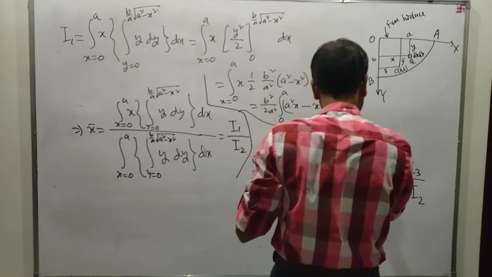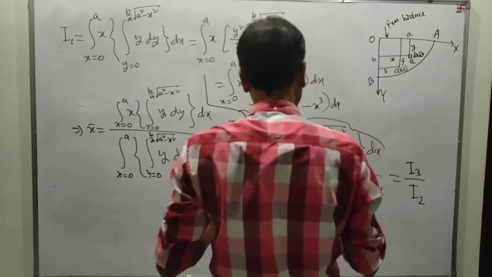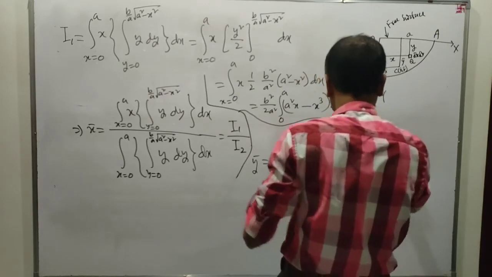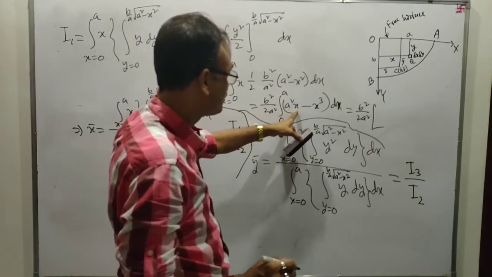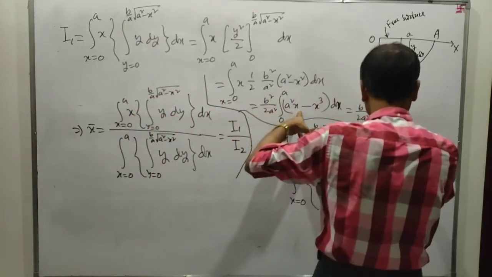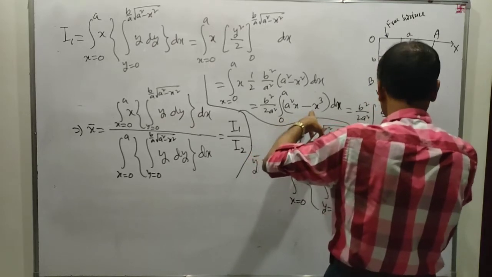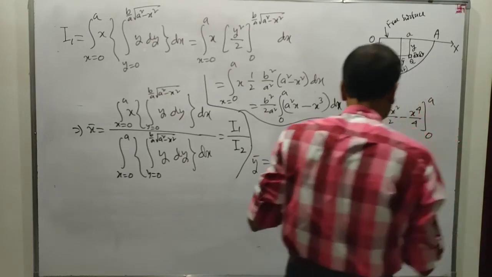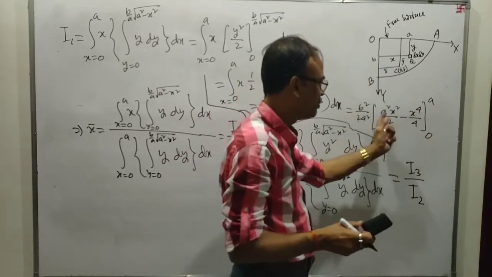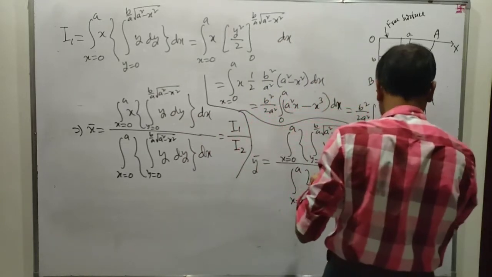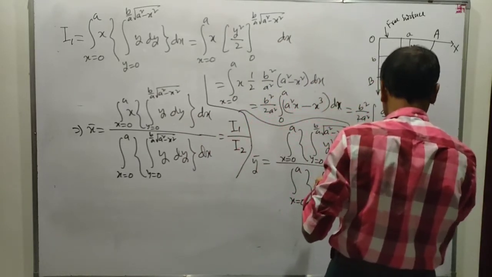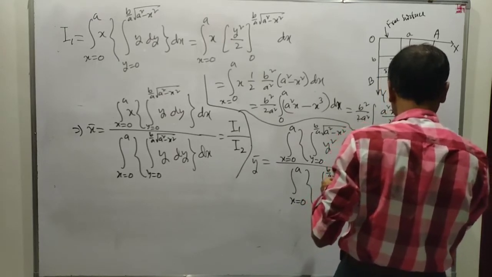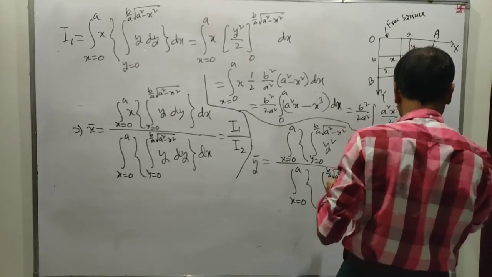∫ (a²x − x³) dx is equal to b²/(2a²) times [a²x²/2 − x⁴/4] from 0 to a. If you put 0, it will be 0. Then this is equal to b²/(2a²) times (a⁴/2 − a⁴/4).